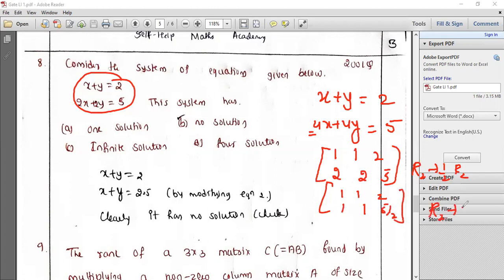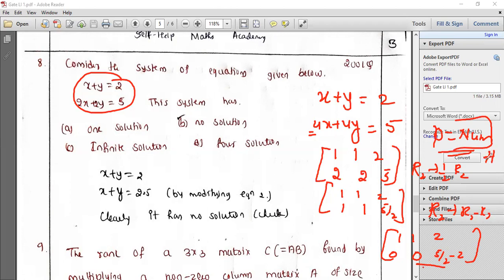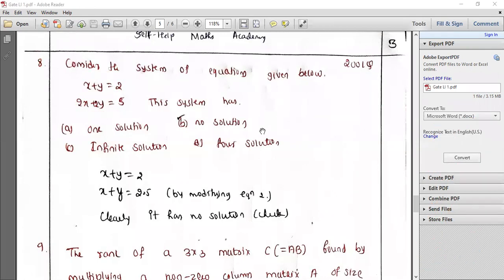Now R2 changes to R2 minus R1. Then this is 1 1 2, and this is 0 0 5 by 2 minus 2. If you see here in the last row, you are getting 0 equal to some numerical value, which is a contradiction. Contradiction means the system is inconsistent, and inconsistent means there is no solution. Therefore, whenever you have such kinds of linear equations, clearly it has no solution. This is one of the important observations you must make.